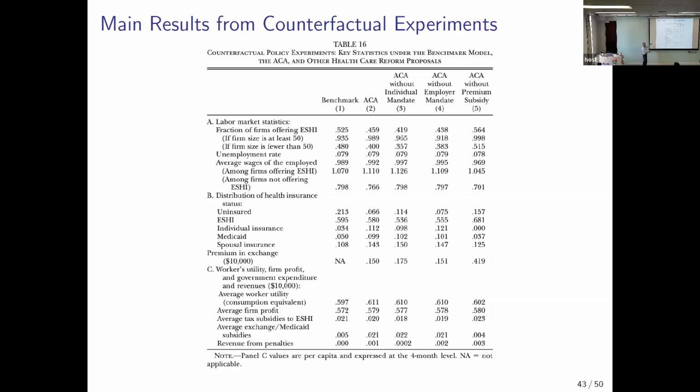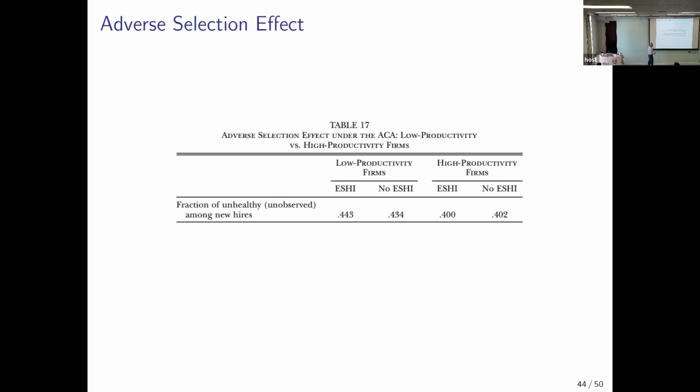Okay, so I think these two features: removing the individual mandate will not collapse the insurance exchange. That was actually surprising. Okay, employer mandate is not that important. That was very surprising. But later on we understood why. And we also knew that premium subsidy is the most important part of the ACA in getting the health insurance exchange to work.